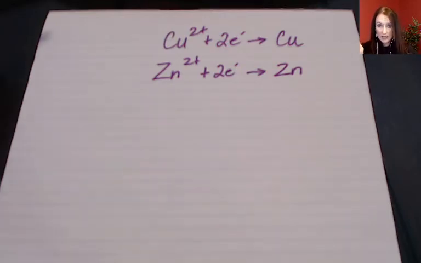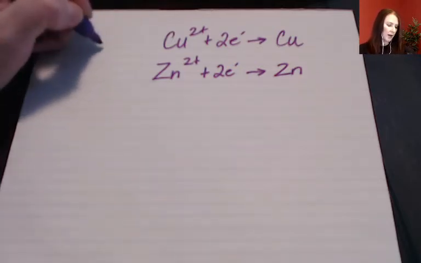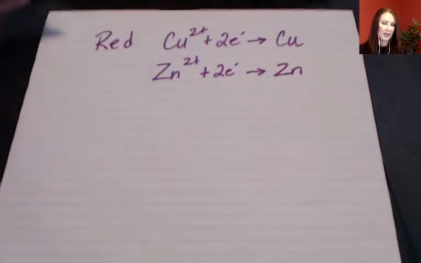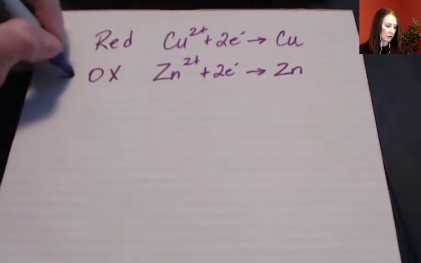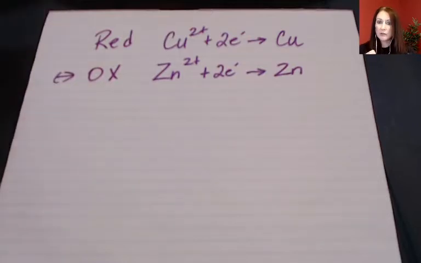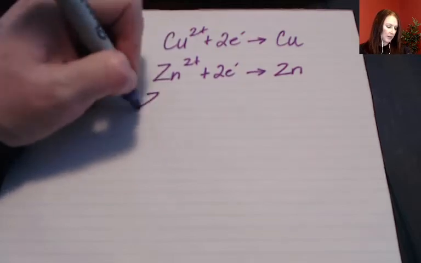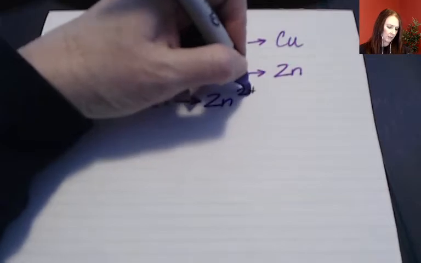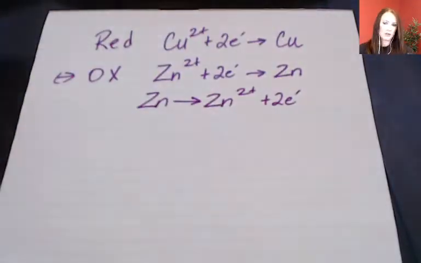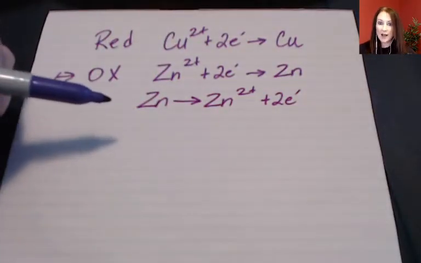So if I look on my table, I find my copper 2+ reaction, and I find the zinc reaction, and copper is above zinc. So copper is going to stay as the reduction reaction, and that means that zinc is going to turn around. I've got to switch that one around. That's going to become my oxidation. So I'm going to go ahead and write zinc the opposite way. Okay, so then I know that that is now my oxidation.